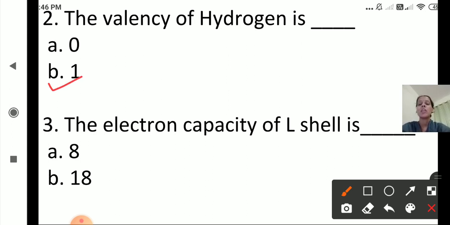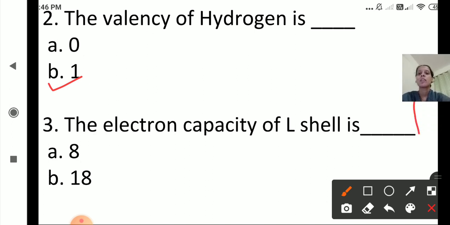Now the third question: the electron capacity of L shell is dash. Now what is the maximum electron capacity of the L shell? I hope you know the answer. The first option is 8 and the second option is 18. So the electron capacity of the L shell is 8, option A is correct, right? So you will click on the first option, that is A. 8 is the correct answer.